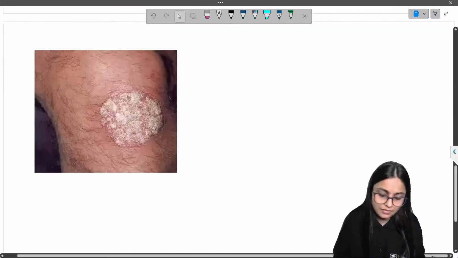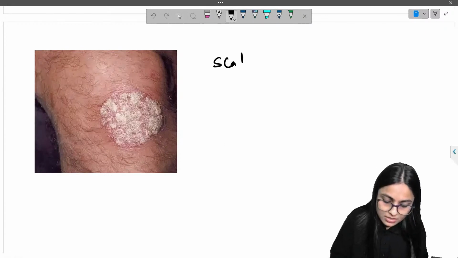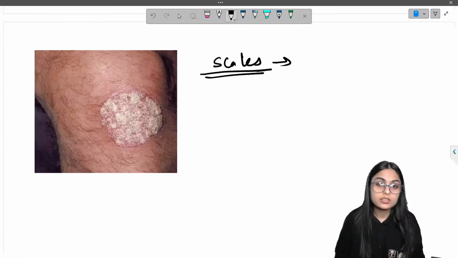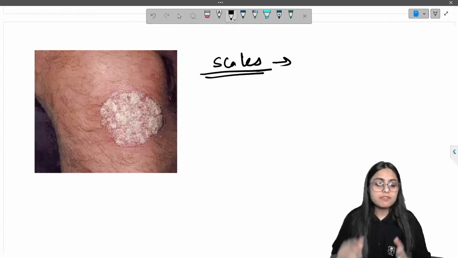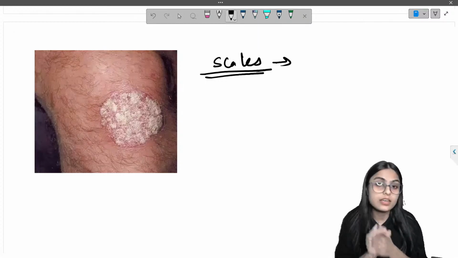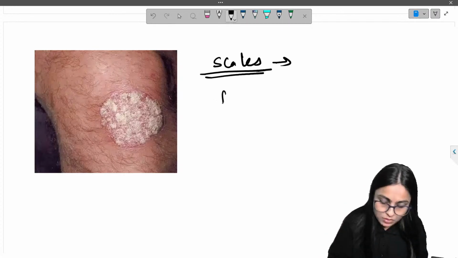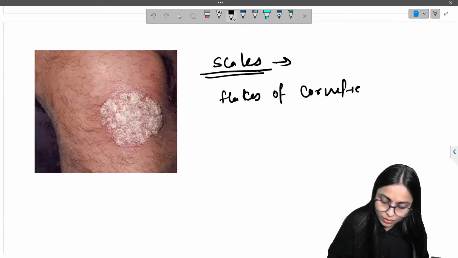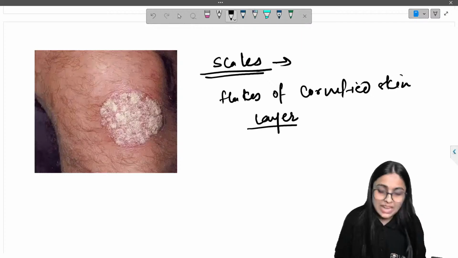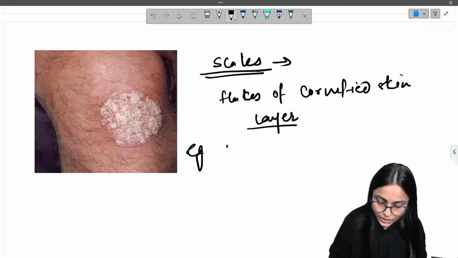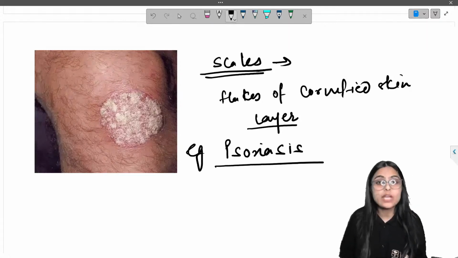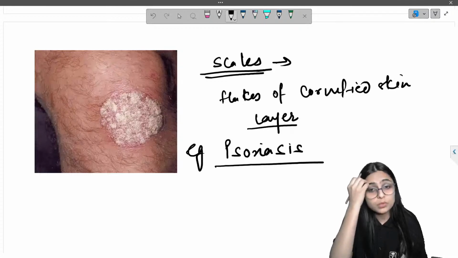Next lesion that we have is scales. Scales are nothing but flakes of cornified skin layer, means flakes of the supermost layer of the epithelium. And we see scales in which condition? Psoriasis. We see scales in psoriasis. Psoriasis is again an autoimmune condition.